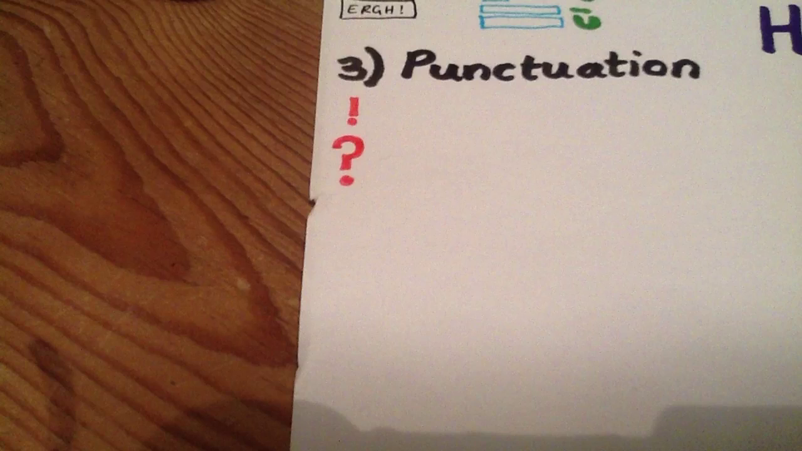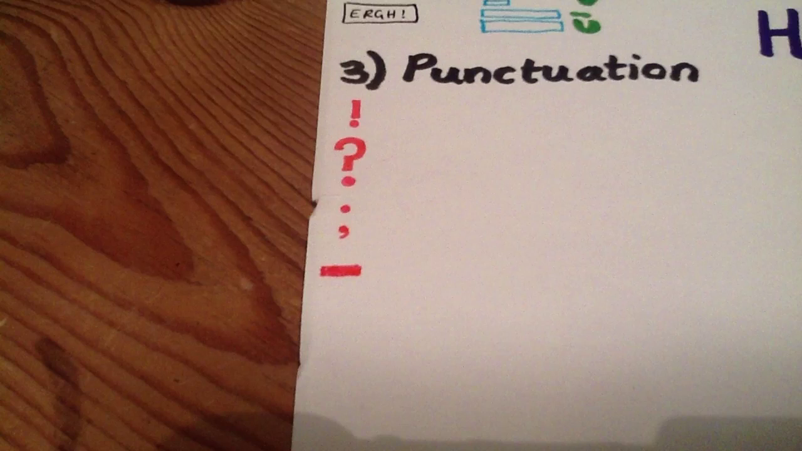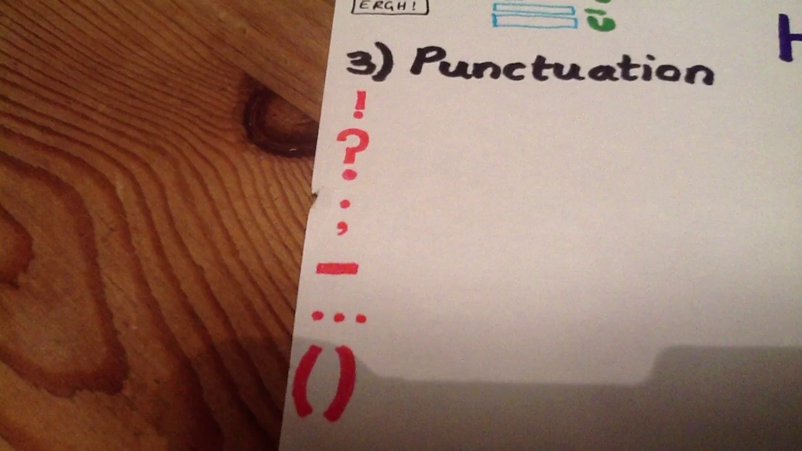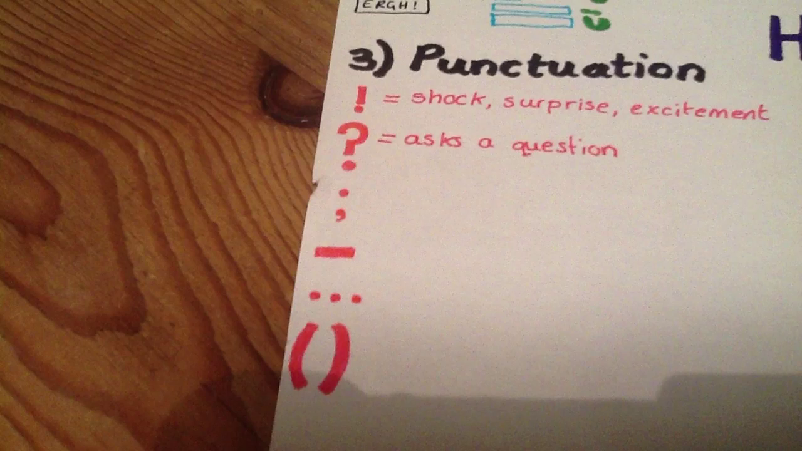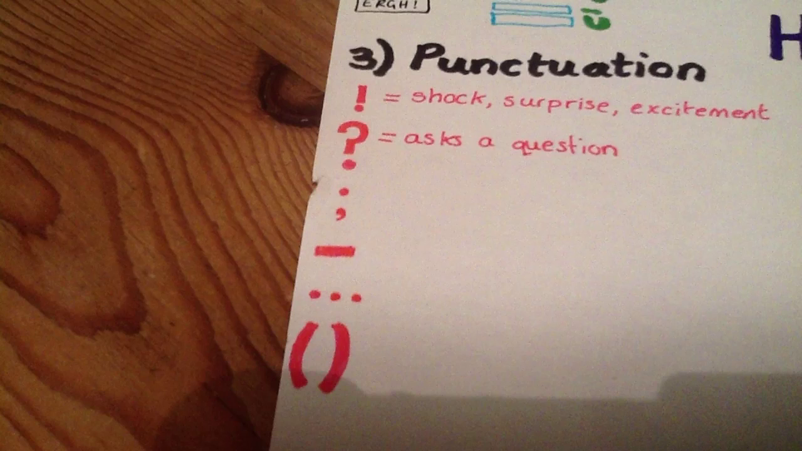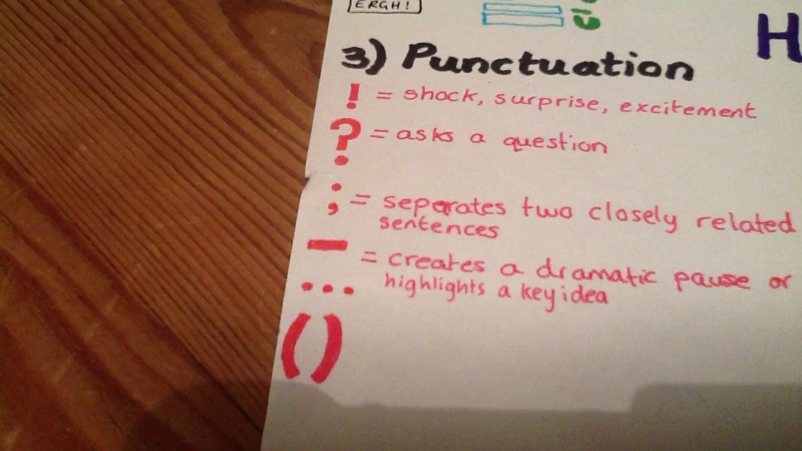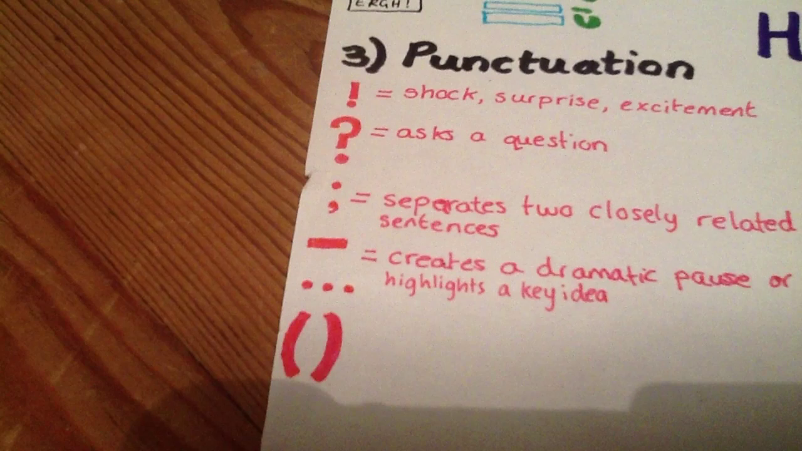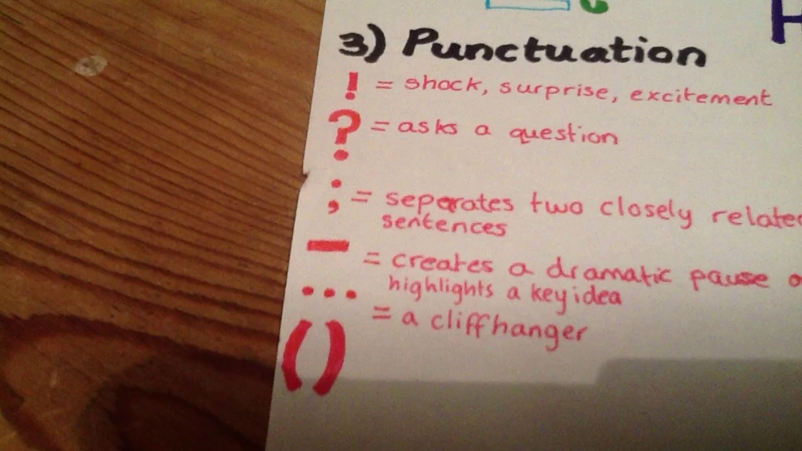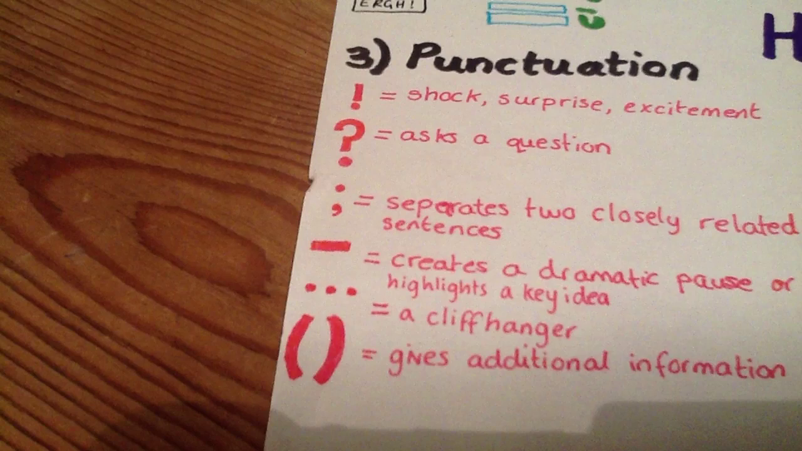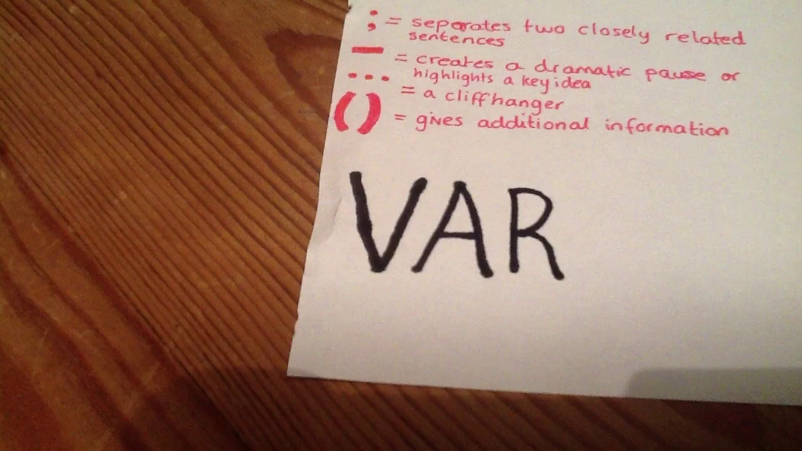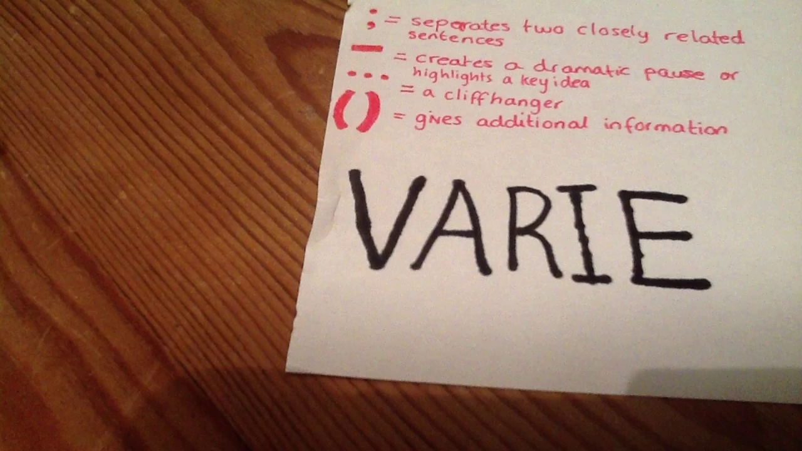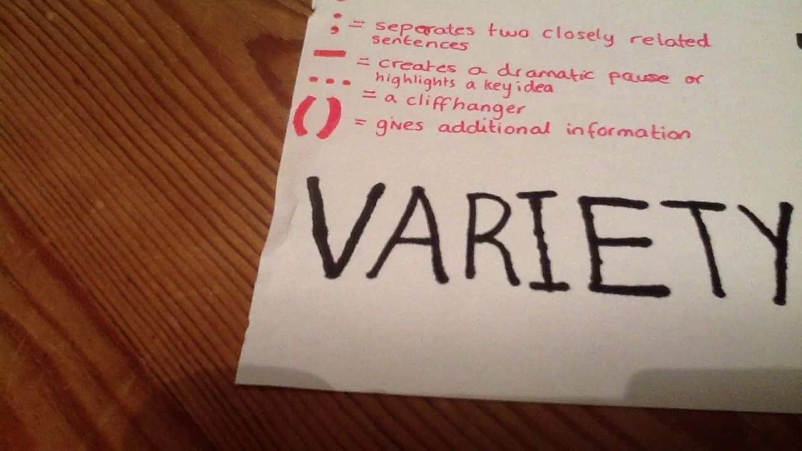Now on to punctuation. Got exclamation mark, question mark, semicolon, dash, ellipsis, brackets. Exclamation marks show shock and surprise, only use one. Question marks, they're obvious. Semicolons are when sentences are closely linked together. The dash creates a dramatic pause. Ellipsis for the cliffhanger, and brackets for that additional bit of factual information. Whole point with punctuation is you must have a variety. And you have to use it accurately as well.